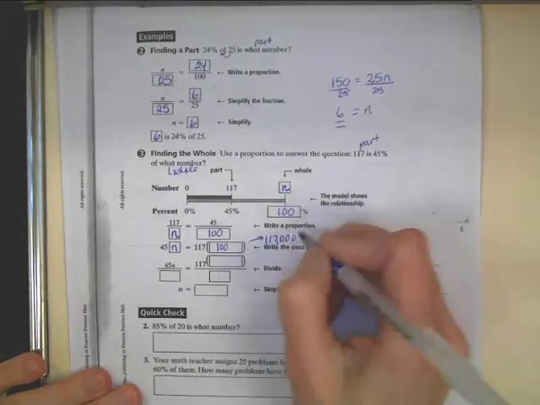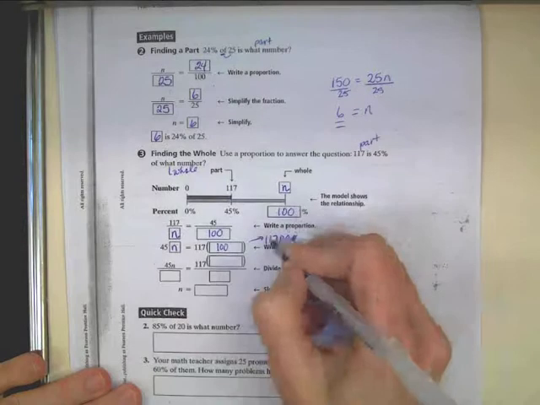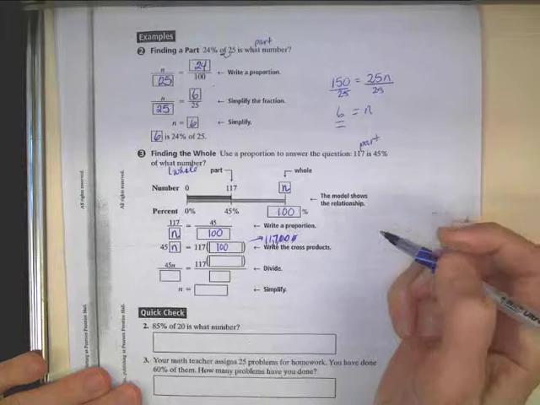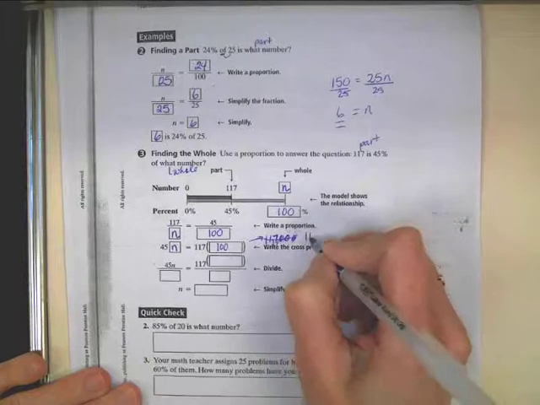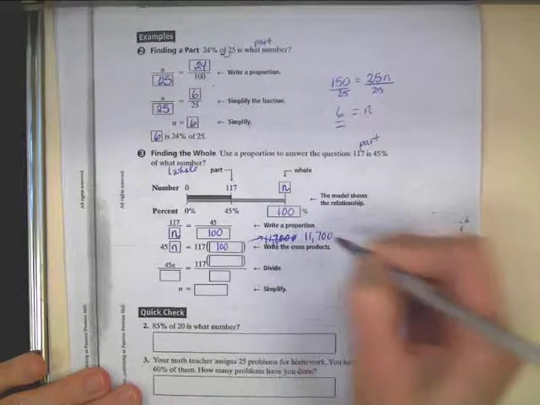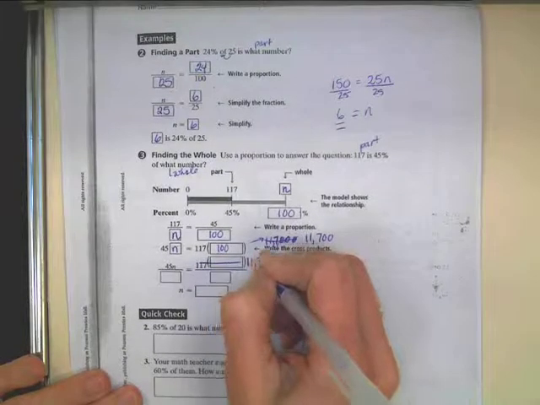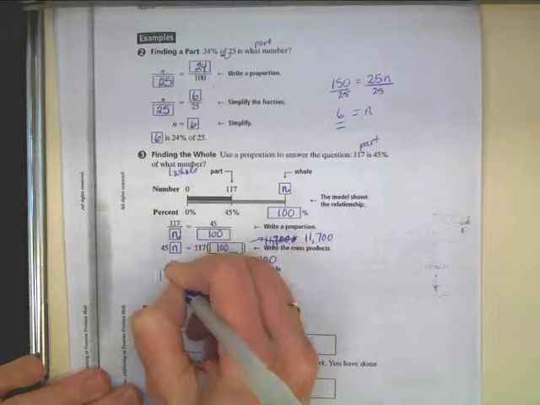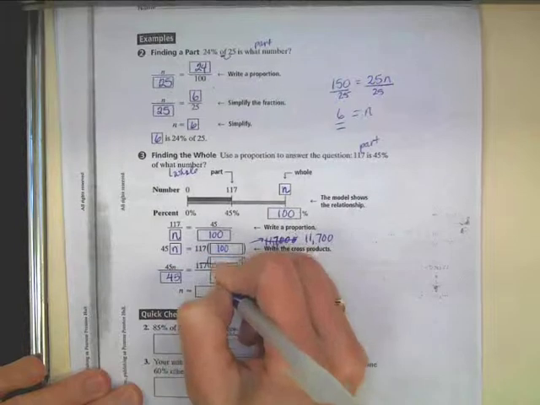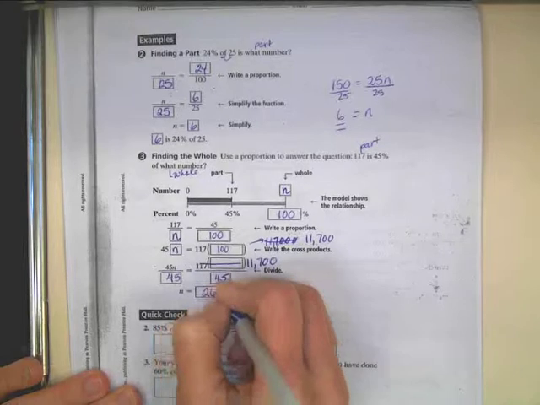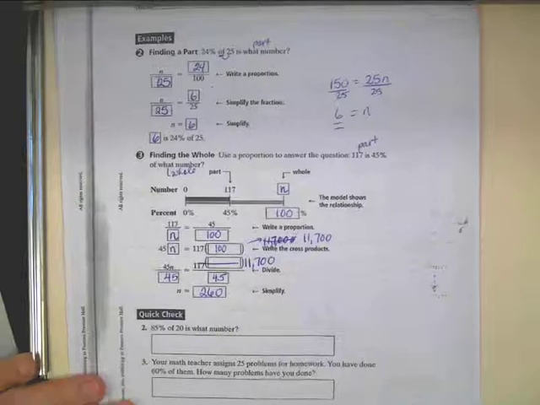I said 117,000, but it's 11,700. I miswrote and misspoke. So again, that's 11,700. And here I'm going to write the 11,700 and divide each side by 45. n is 260.